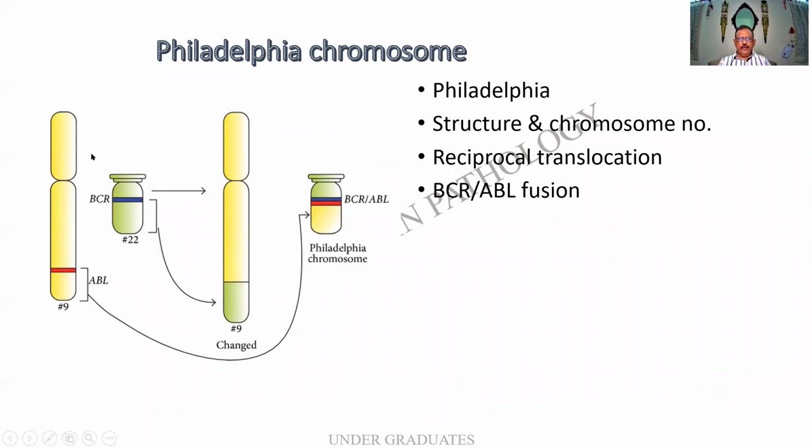This again is a Philadelphia chromosome. This particular diagram I would like you people to draw. Found in Philadelphia, the structure of the chromosome, there is a reciprocal translocation, BCR-ABL fusion.